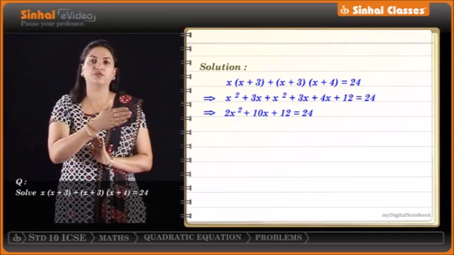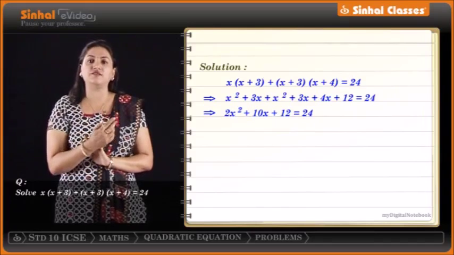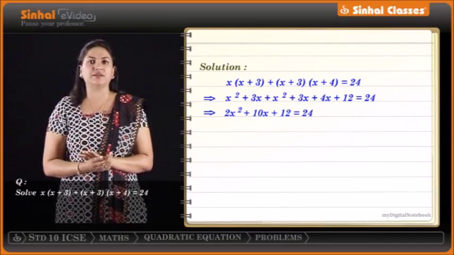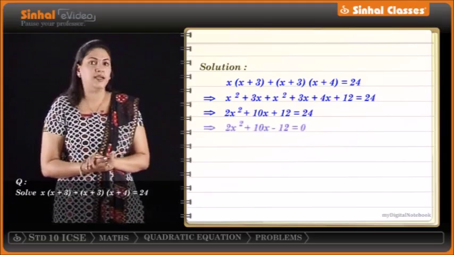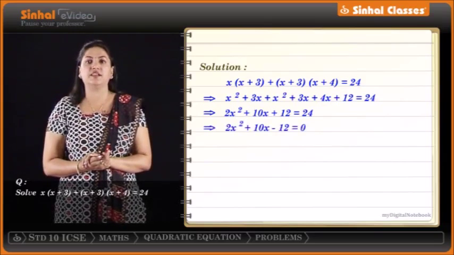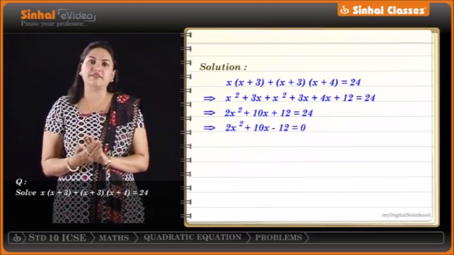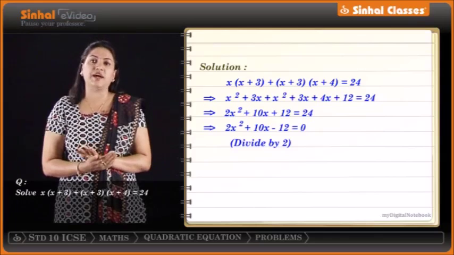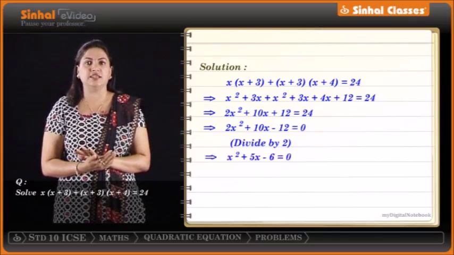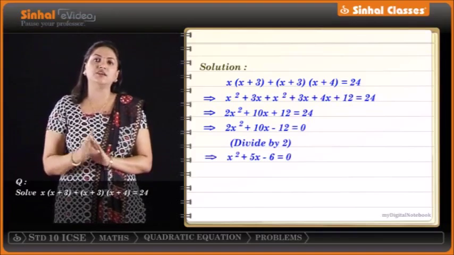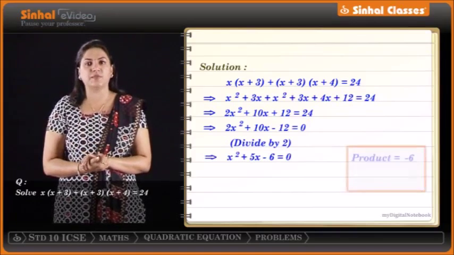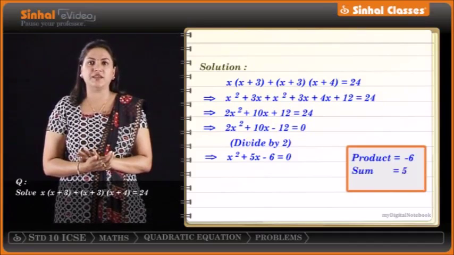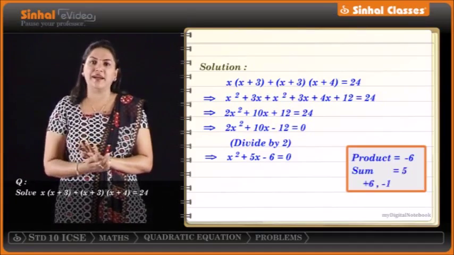Transfer 24 to the other side. We have 12 minus 24, which gives us minus 12. So the equation becomes 2x square plus 10x minus 12 is equal to 0. Now we can divide this equation throughout by 2 to get x square plus 5x minus 6 is equal to 0. Now we want two numbers whose product is minus 6 and sum is plus 5. What could the numbers be? Plus 6 and minus 1.